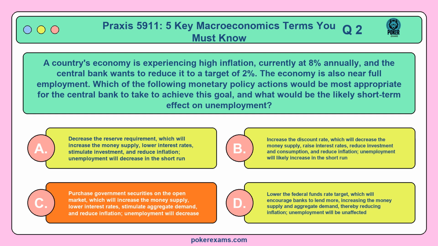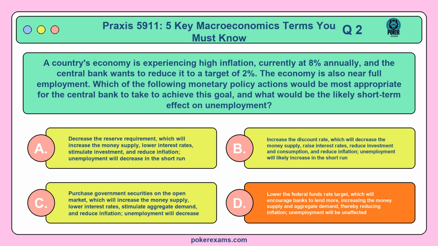C. Purchase government securities on the open market, which will increase the money supply, lower interest rates, stimulate aggregate demand, and reduce inflation. Unemployment will decrease. Or D. Lower the federal funds rate target, which will encourage banks to lend more, increasing the money supply and aggregate demand, thereby reducing inflation. Unemployment will be unaffected.